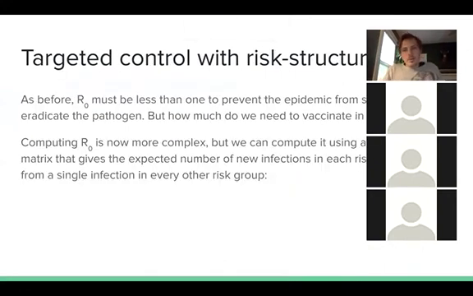And so what's interesting about these risk structure models is that we can, again, consider how much of the population we need to vaccinate in order to control the infectious disease. What fraction of individuals do we need to vaccinate in order to suppress the infection so that R naught goes below 1.